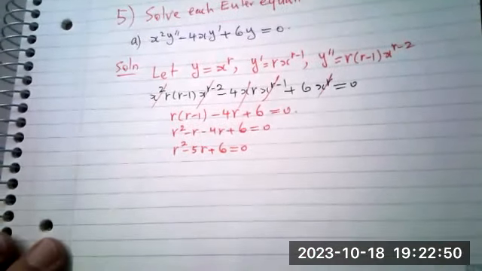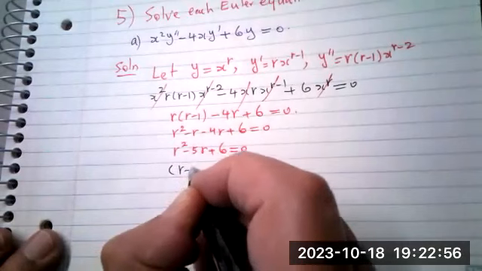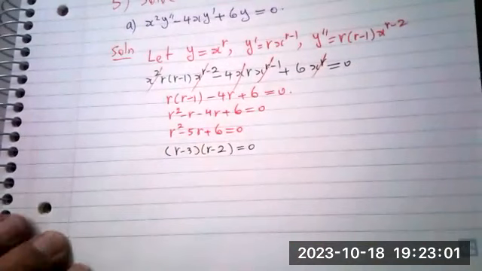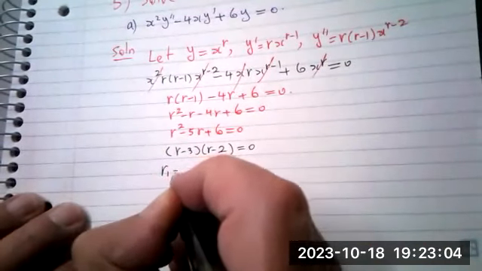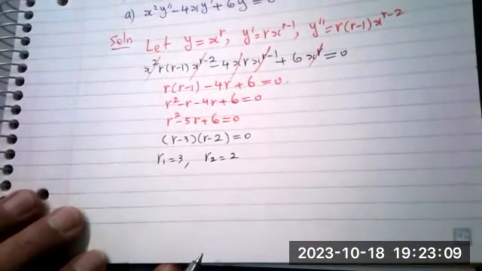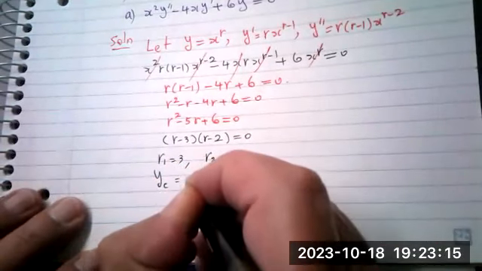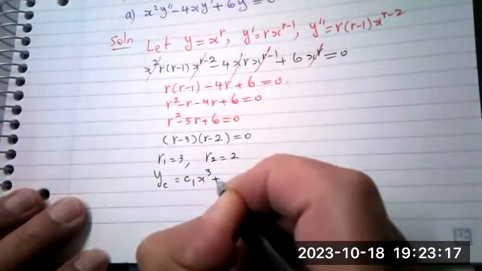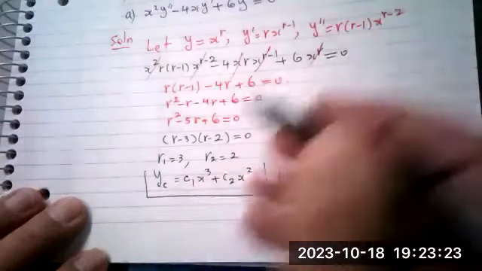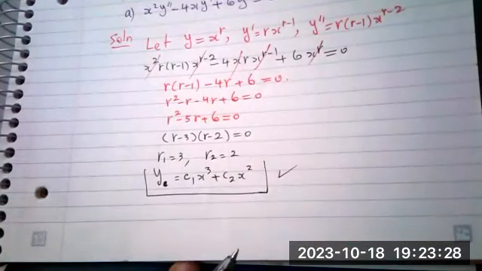Solve this equation. Two numbers: negative 3 and negative 2. So we have two distinct solutions, r1 equal to 3 and r2 equal to 2. Remember, each solution gives you x to the r. So yc would be c1 x cubed plus c2 x squared. Since your equation is homogeneous, it's just y instead of yc.